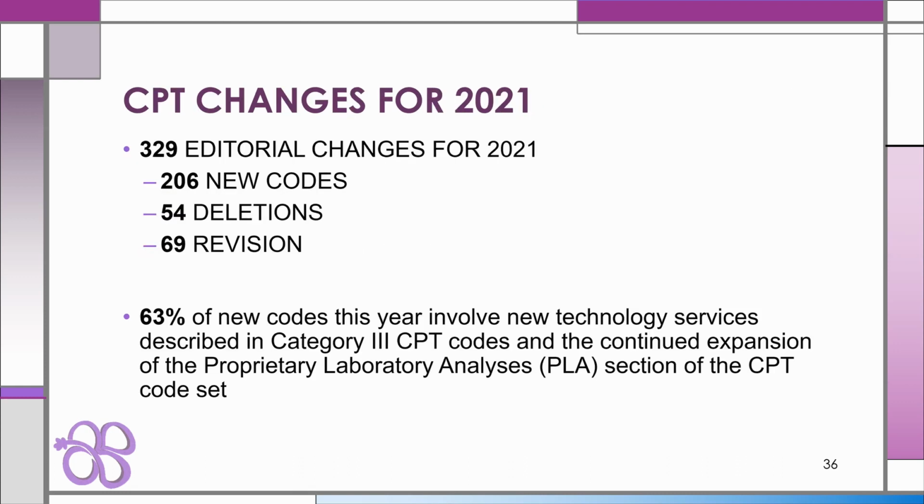Quick update, CPT changes for 2021. There are 329 editorial changes for 2021. There are 206 new codes, 54 deletions, and 69 revisions. 63% of the new codes this year involve new technology services described in category 3 CPT codes and continued expansion of the proprietary laboratory analysis section of CPT code set. So I think a lot of these are COVID related changes.